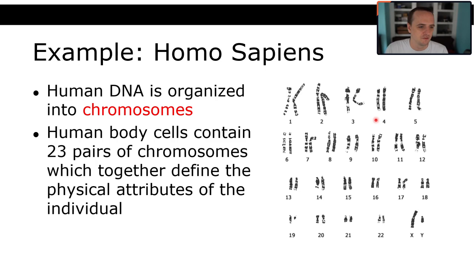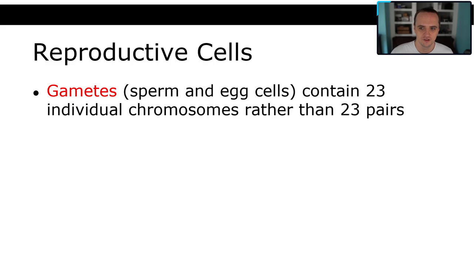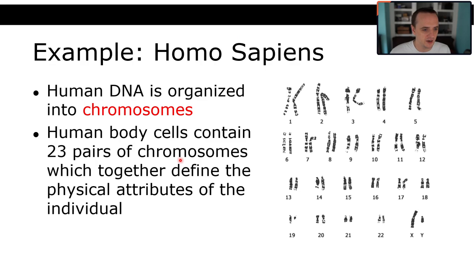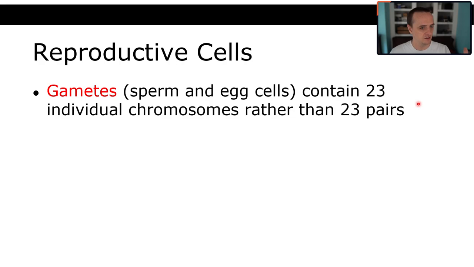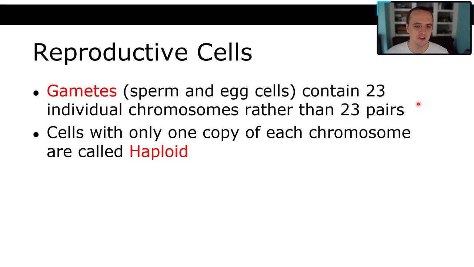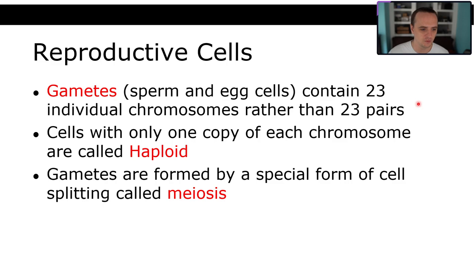Okay. Reproductive cells. Gametes, sperm and egg cells, contain 23 individual chromosomes rather than 23 pairs. So you've got the human body containing 23 pairs of chromosomes, but the gametes contain 23 individuals rather than 23 pairs. Cells with only one copy of each chromosome are called haploid. Gametes are formed by a special form of cell splitting called meiosis.